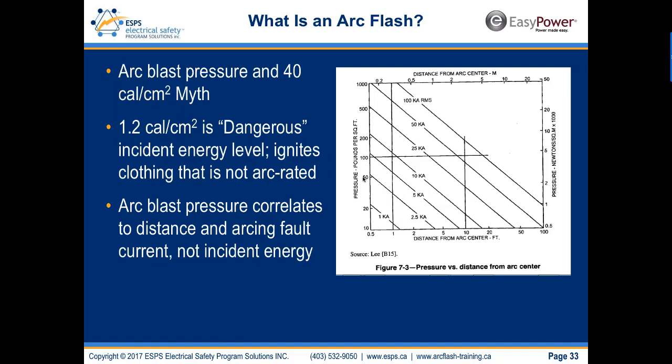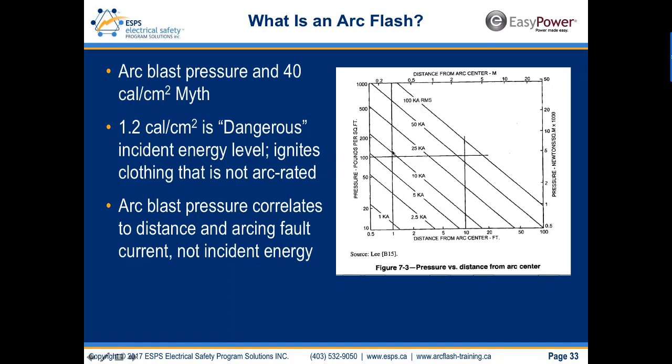This has had misinformation that's occurred. Remember, I said I want continuous improvement. I want us to evolve in our understanding. Well, here's a discussion point. 1.2 calories or greater than 1.2 calories is a dangerous incident energy level when workers aren't wearing arc-rated clothing. Arc blast pressure does not correlate to incident energy. It correlates to arcing fault current, as illustrated on this graph.